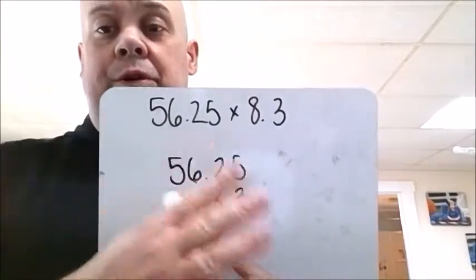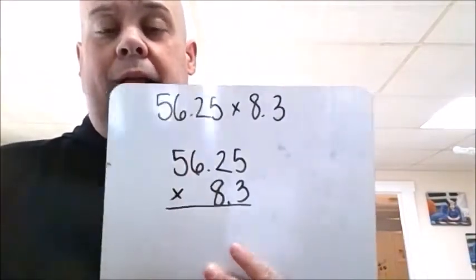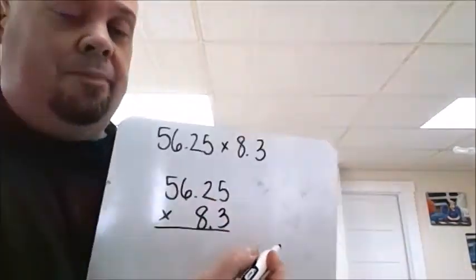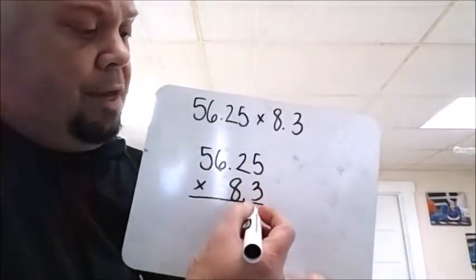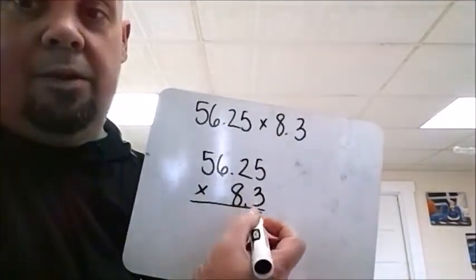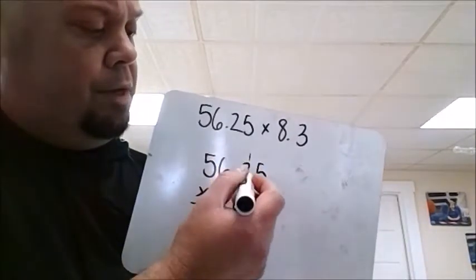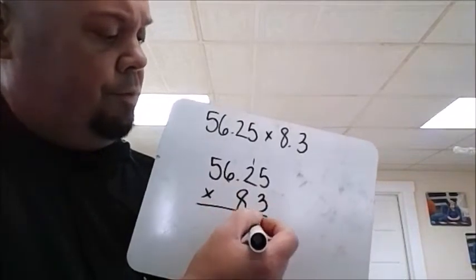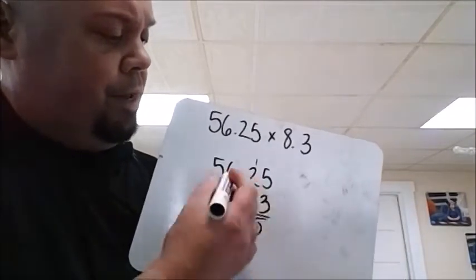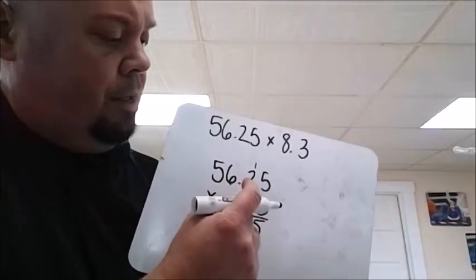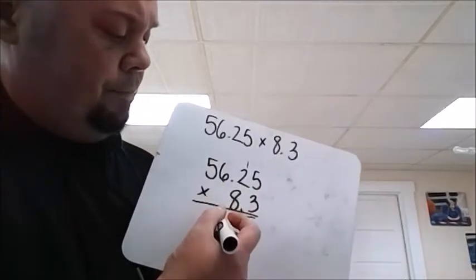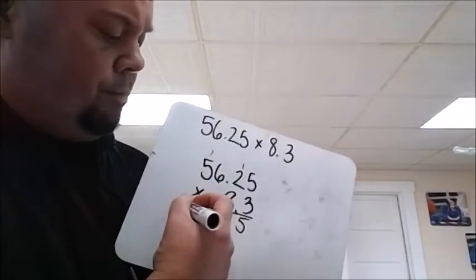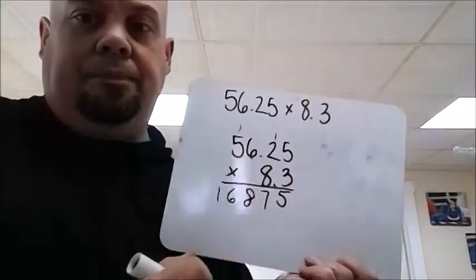So now I want you to ignore the decimal points for now and just multiply as normal. So when you multiply, you got 3 times 5 is 15. Put down your 5. Regroup your 1. 3 times 2 is 6, plus 1 is 7. Nothing to regroup. 3 times 6 is 18. Put down the 8. Regroup your 1. 3 times 5 is 15, plus 1 is 16.